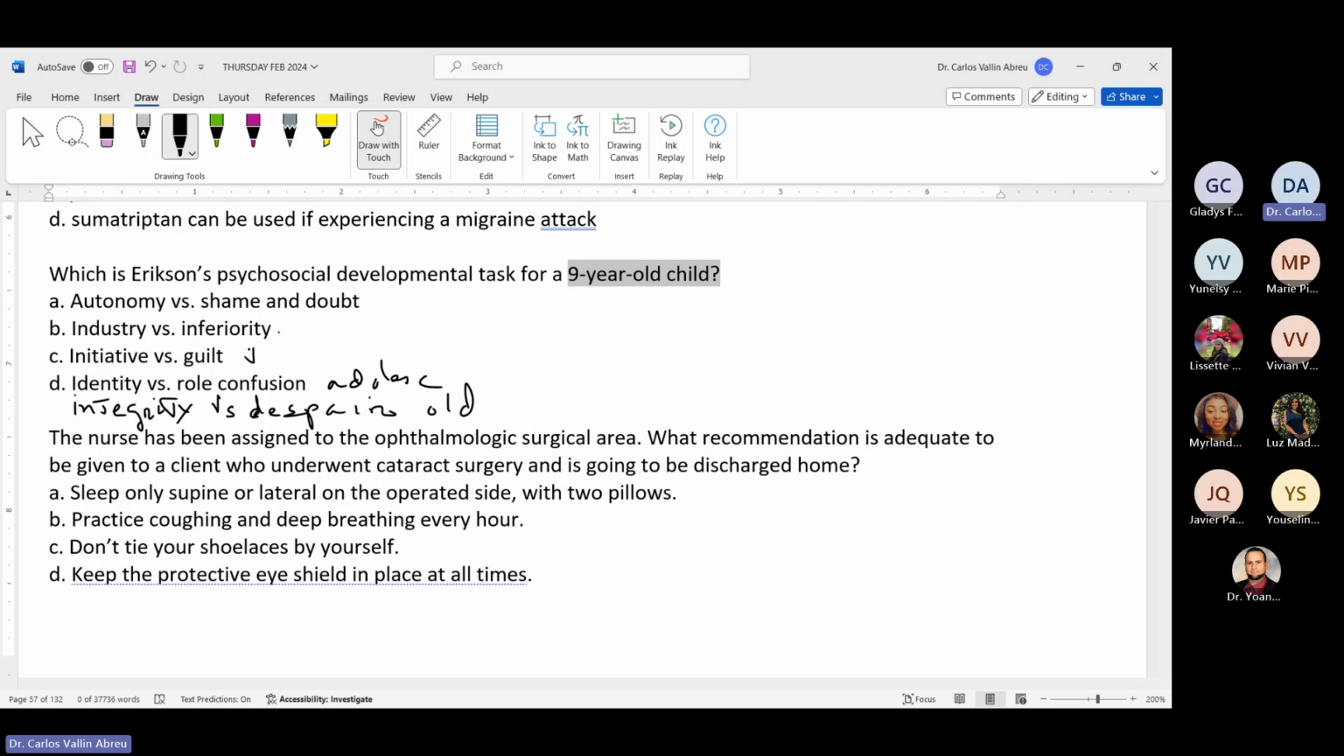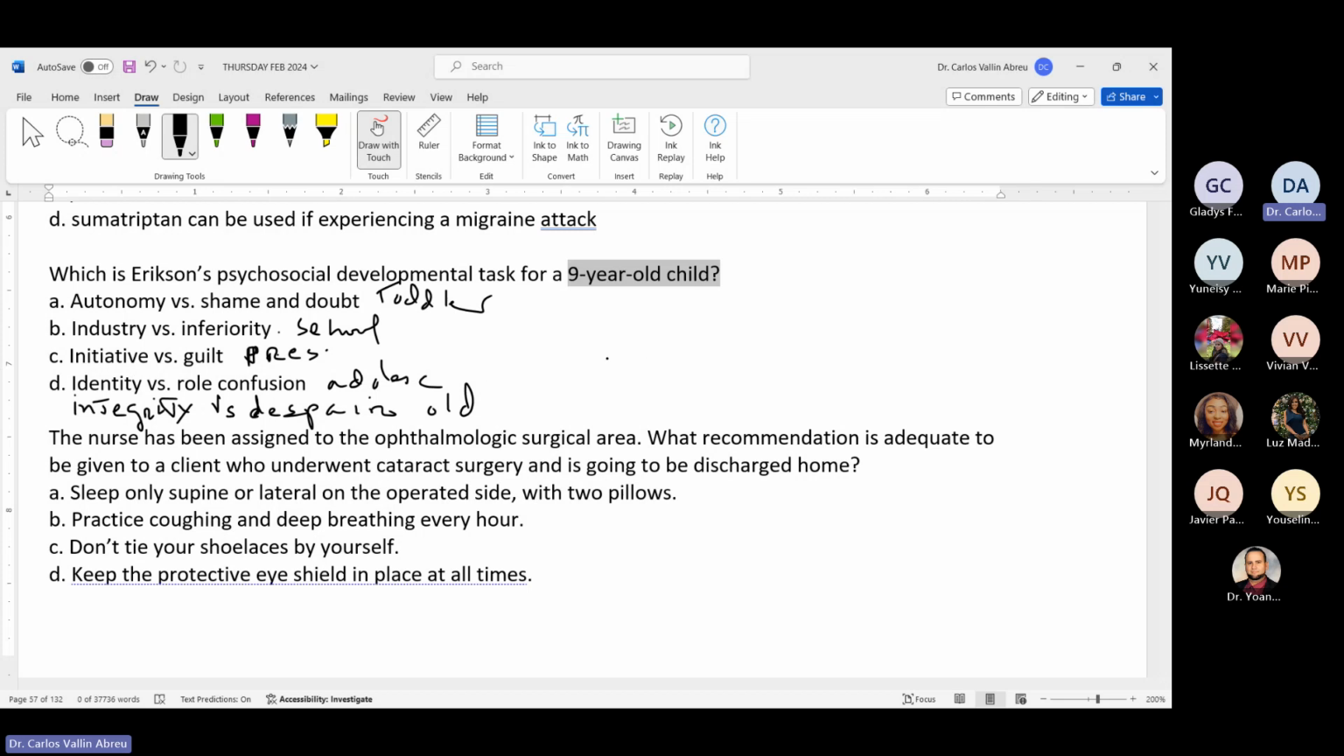Initiative versus guilt is the preschool. The preschool, the terrible preschool. Industry is school age, we already said that. Autonomy versus shame and doubt is toddlers. Okay, what is missing here is the young adult.